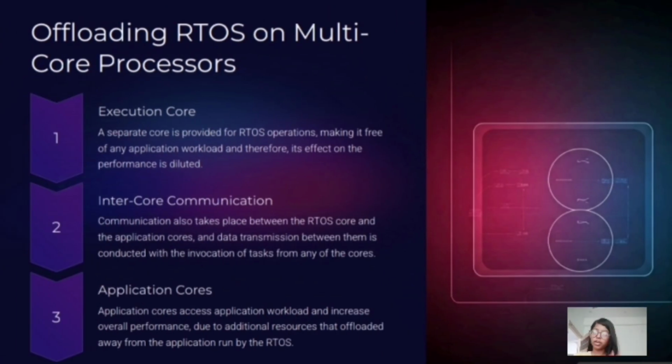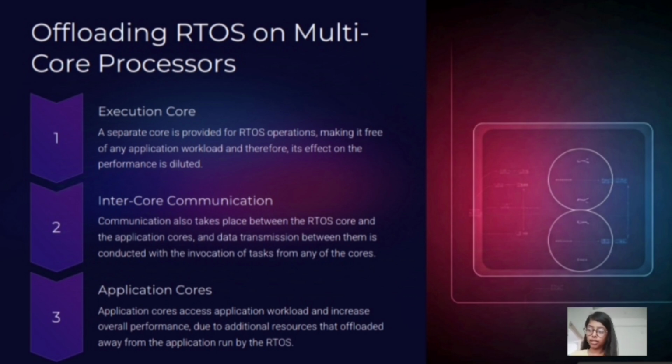First, offloaded RTOS on multi-core processors. How does this offloading of the RTOS work on multi-core processors? There are three types of cores. First, the execution core. In the execution core, a separate core is provided for RTOS operations, making it free of any application workload, and therefore its effect on the performance is diluted.